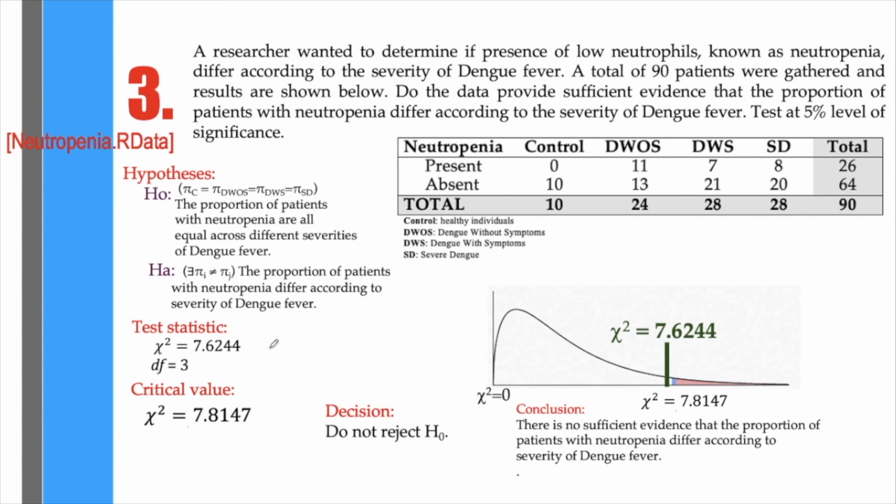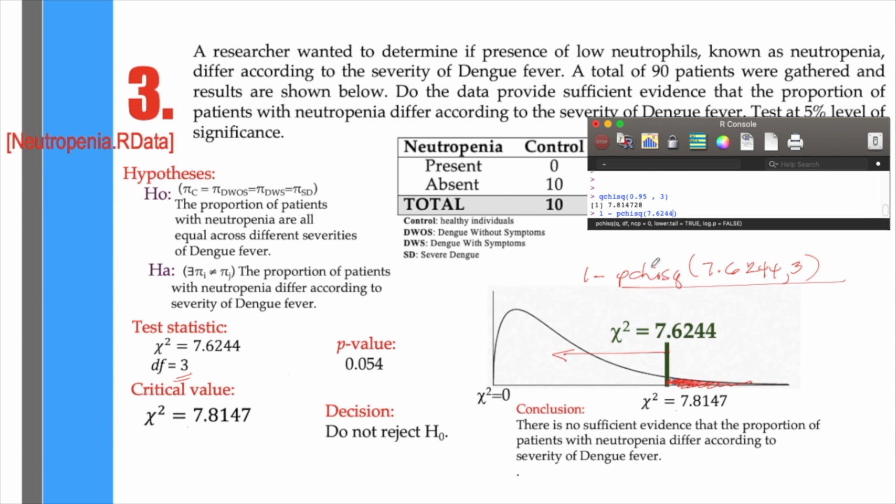As for the p-value, we may compute the area from 7.6244 to the extreme. So we may make use of pchisq of 7.6244, then the degrees of freedom, which is 3. But this value, remember, is the area from this value to this side. Since we're interested in this side, then we're going to subtract it from 1. And that value is 0.054.